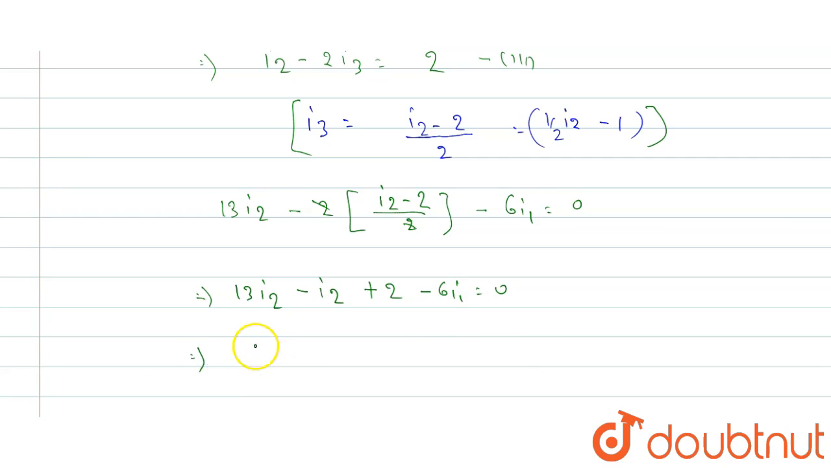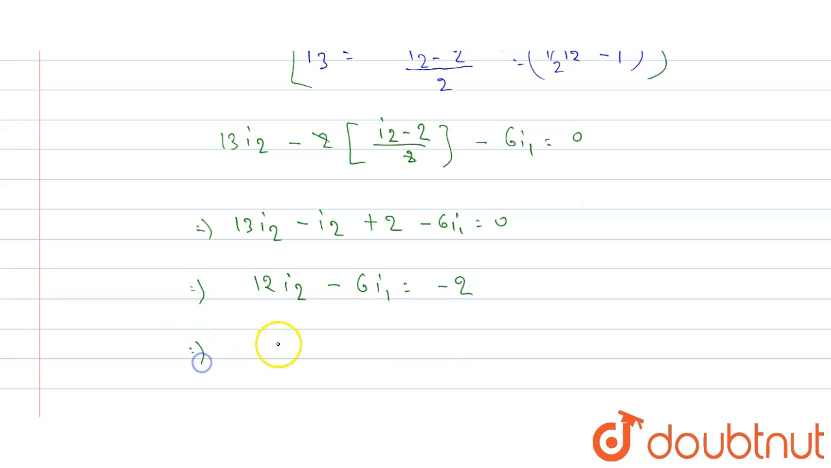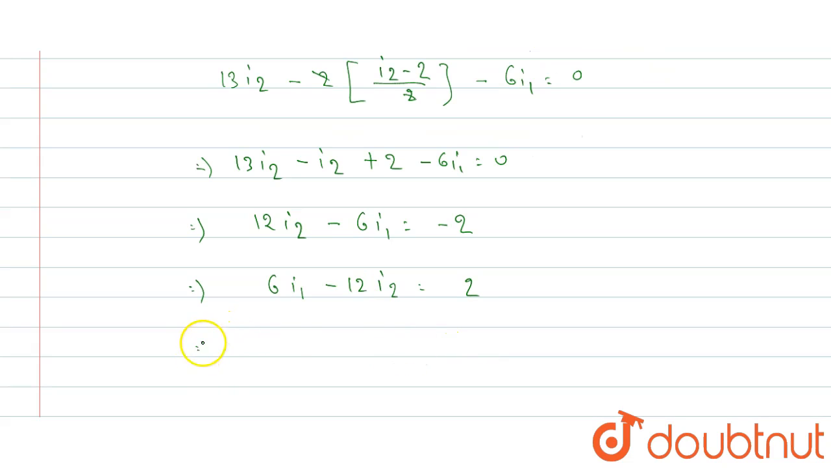That implies, students, 12I2 minus 6I1 is equal to minus 2. That implies, students, 6I1 minus 12I2 will be equal to 2. Now, students, we can write 3I1 minus 6I2 is equal to 1. Let us consider this is equation 4.